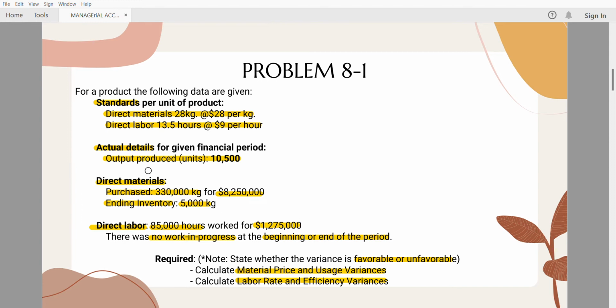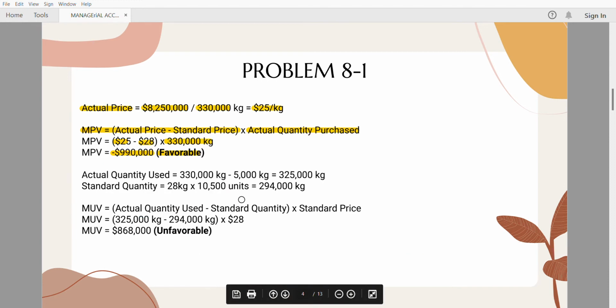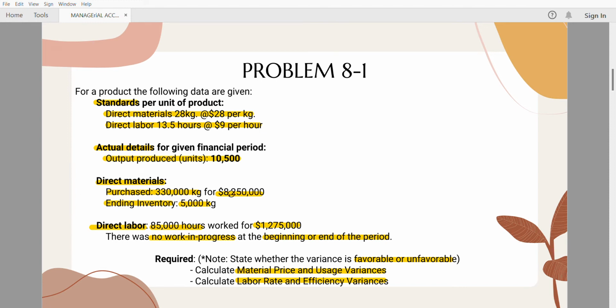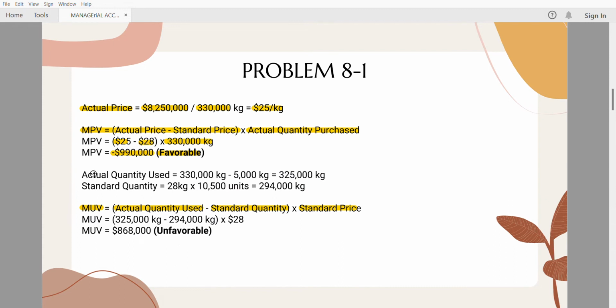Okay, continue to the second one, the usage variance. For material usage variance, the formula is actual quantity used minus standard quantity, times standard price. The actual quantity used: we purchased 330,000 at the beginning, and in the end 5,000 was left. So how much did we use? We count it: 330,000 minus 5,000, and we get 325,000 kg. This is the actual quantity used.